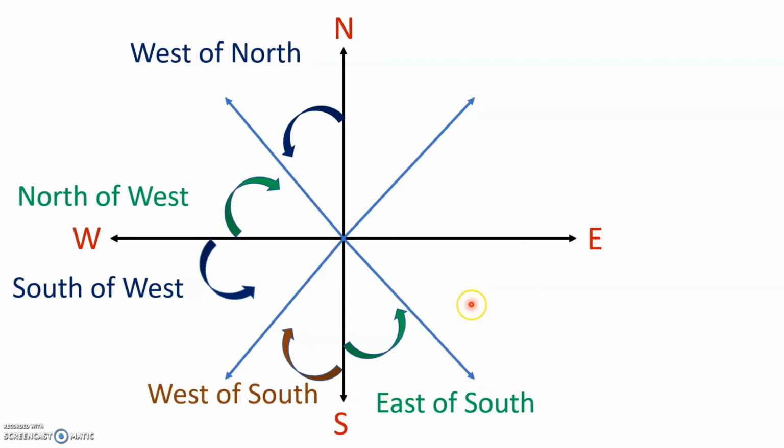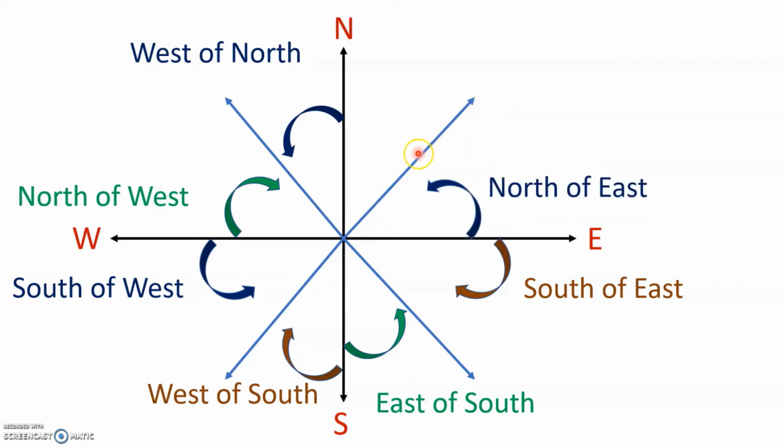And similarly, this same vector can be represented or illustrated from the east. So that would be south of east. And this vector here can be addressed as north of east. And this vector can also be addressed as east of north. So that's how vectors are illustrated.